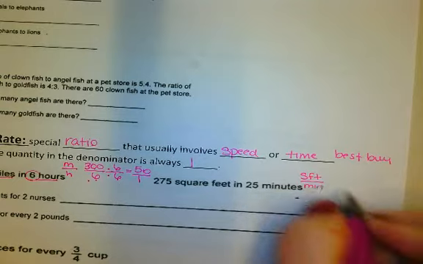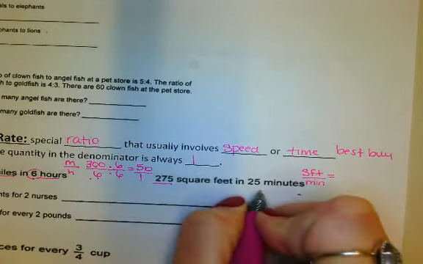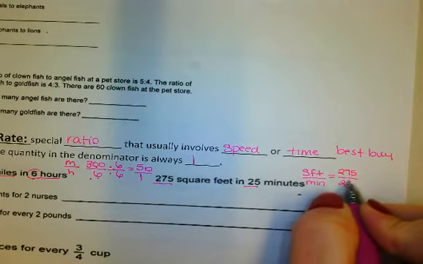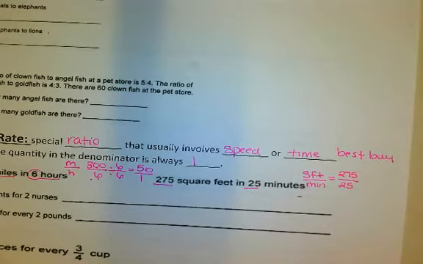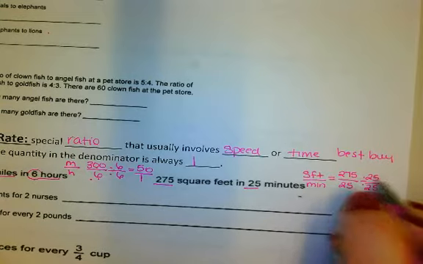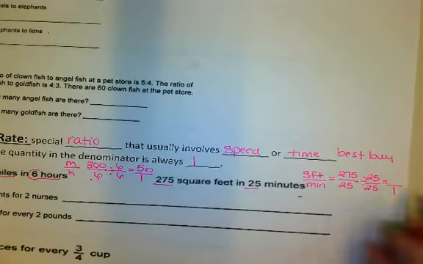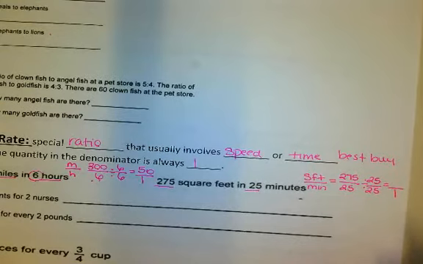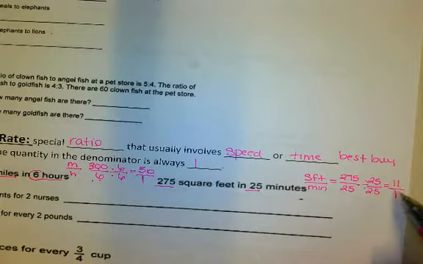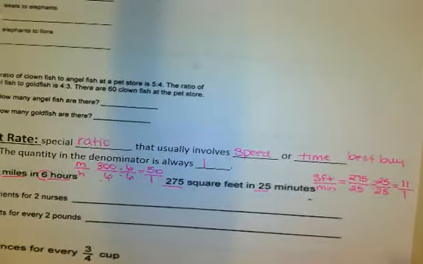Over minutes. Okay. Well, we have 275 square feet in 25 minutes. So 275 over 25. Now remember, the only thing that gets it divided by to get it to 1 is by itself, so we're going to divide by 25 top and bottom, which is going to give me 1, and 275 divided by 25 is 11. So this tells me that for every 11 square feet, it takes 1 minute to make. It's pretty good. All right.